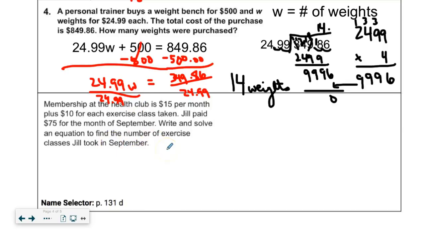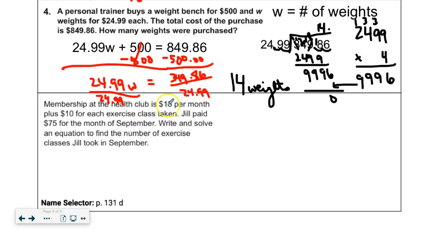Membership at the health club is $15 per month plus $10 for each exercise class taken. Jill paid $75 for the month of September. Write and solve an equation to find the number of exercise classes Jill took in September. Okay, so this is a little bit tricky because you see per month, but then you also see only 1 month of September.